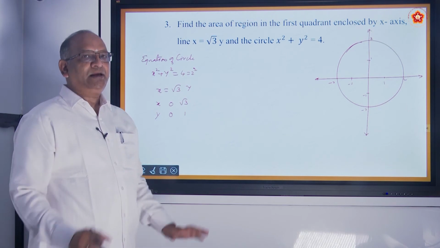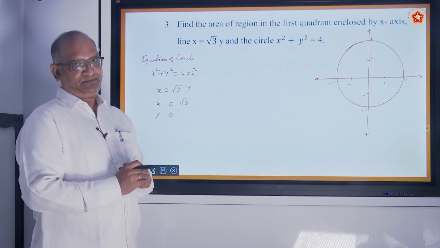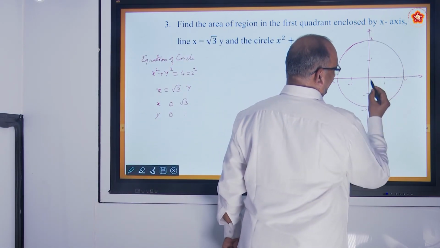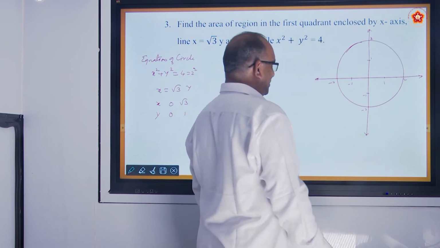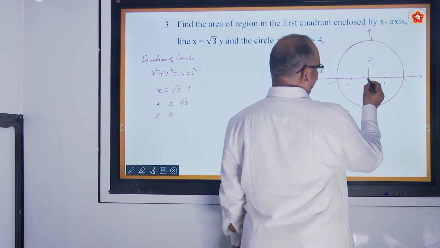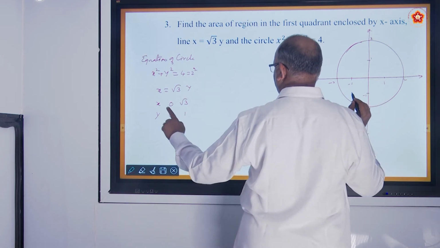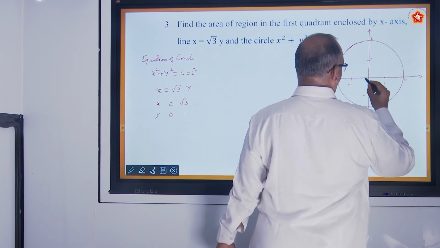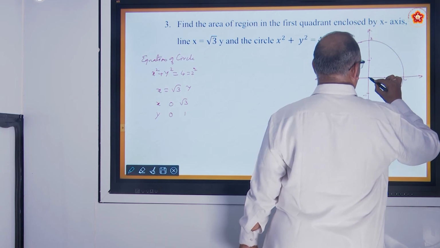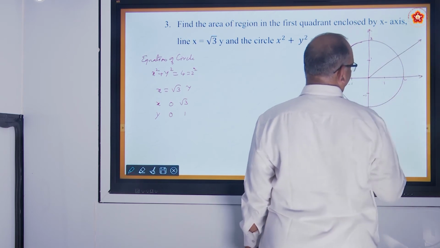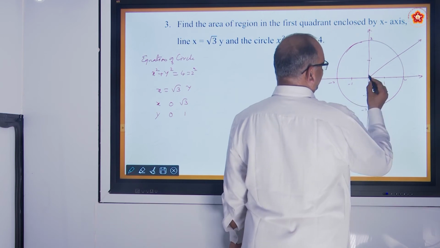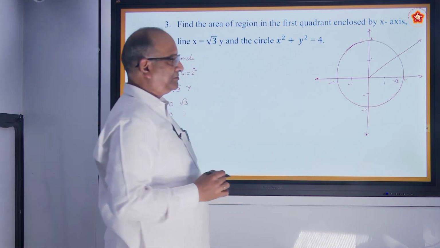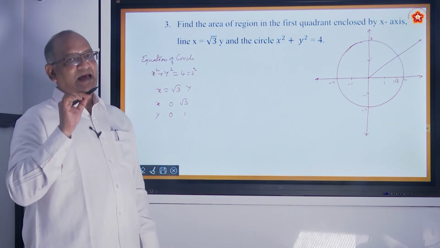How much is root 3? Approximately 1.7. So, here we have 1, here we have 2, so somewhere here it is going to be 1.7, let us say. Draw those points. The first point is the origin itself. The second point is when x is 1.732, y is 1. So, somewhere here you are going to get this line. So, one is a circle, another is a line.